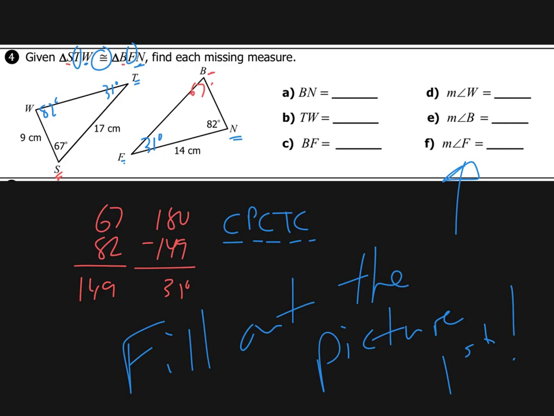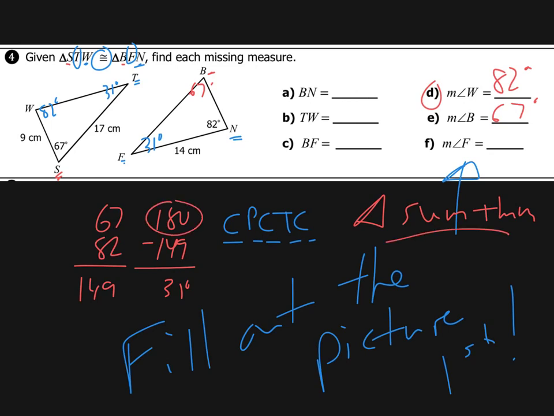So as we move through D, E, and F, D asks for the measure of angle W. Angle W is 82 degrees, and I didn't really need to do any math. I just needed the congruency statement for that one. Angle B is 67 degrees. Again, no math necessary to answer that one. And then using the triangle sum theorem, that all three angles add up to be 180, I was able to get that angle F is 31 degrees.